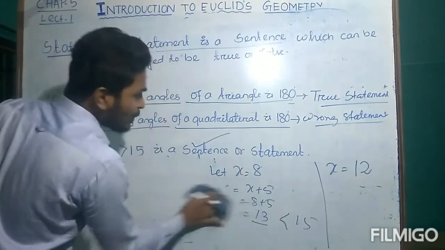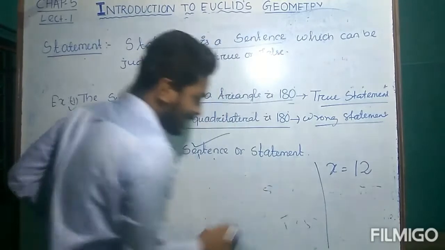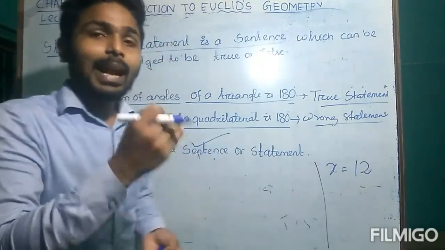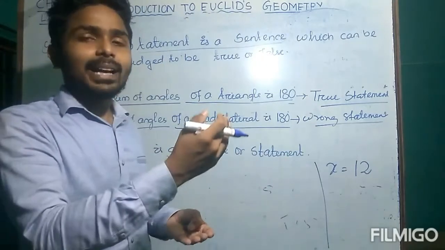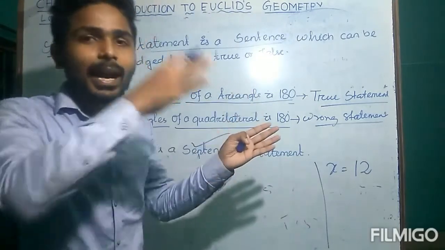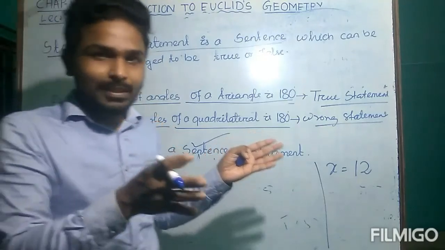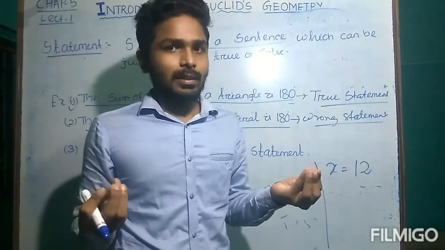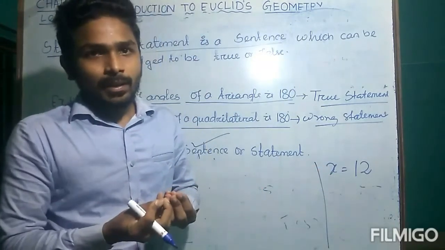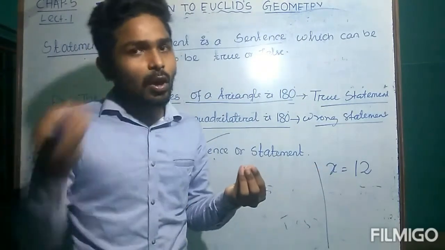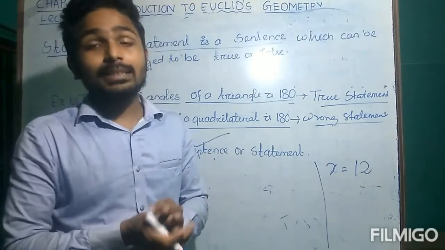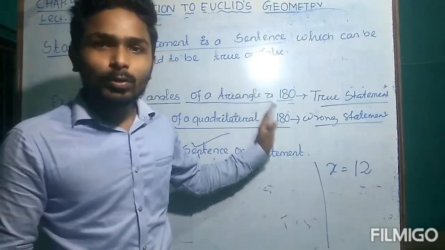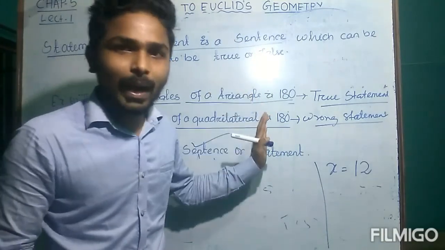So in this way you can identify which sentence is a real sentence and which one is a statement. You can identify a statement by finding out its chance of truth and falsity. If a sentence is either true or false, then it is a statement. But if it is neither true nor false, then it is not a statement, it is a sentence. So this is the second most important term that has been given.